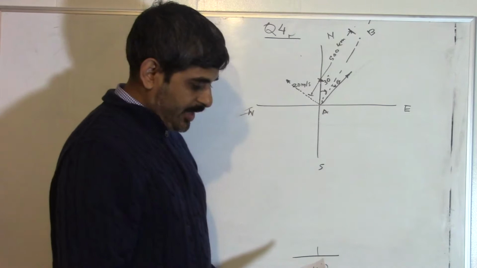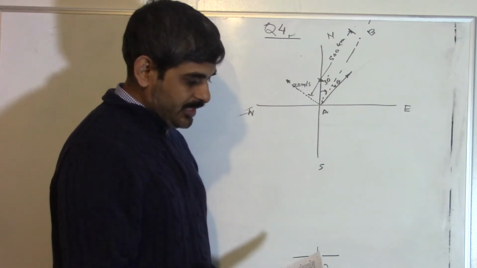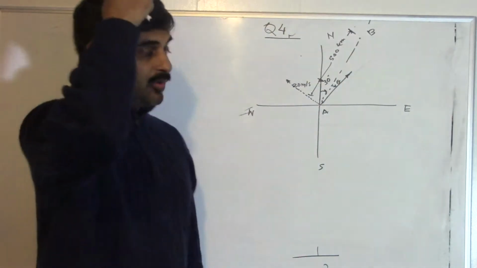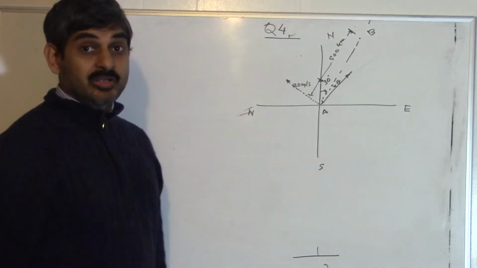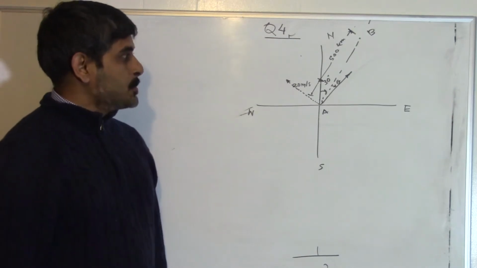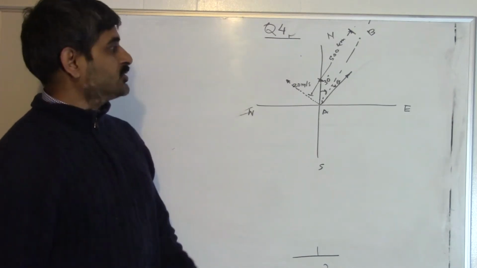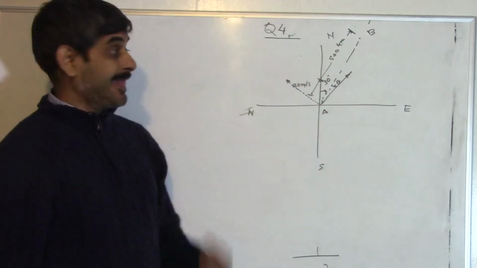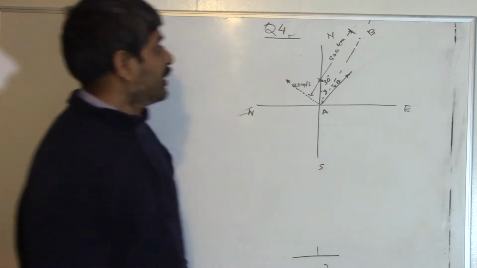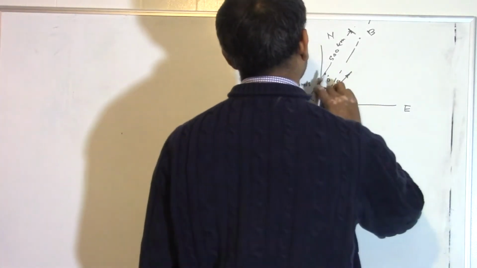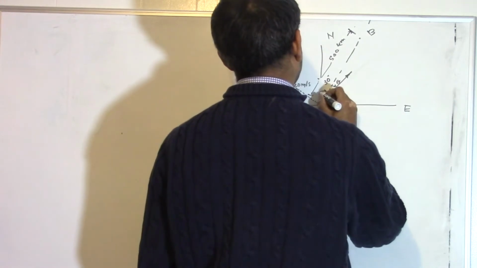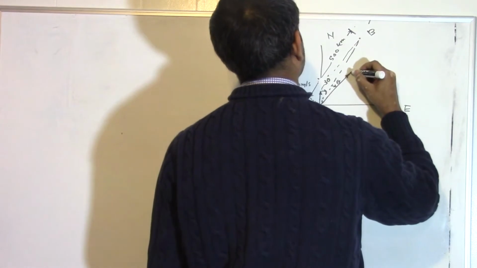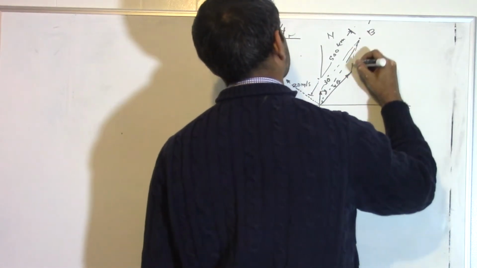The first thing we need to find is the direction in which he should head the plane, and the second is the time taken by the plane to go from A to B. That will be part 2. So you should try to see how the components of this wind are affecting this plane. The sum of these two velocities should head in this direction.